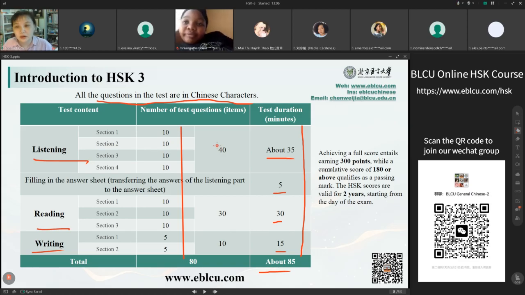For the 3 parts, listening, reading, and writing, each part has 100 points, so altogether 300 points. A score of 180 or above qualifies as a passing mark. And the HSK score is valid for 2 years, starting from the date of the exam. Okay, so that's the overall introduction for HSK 3.